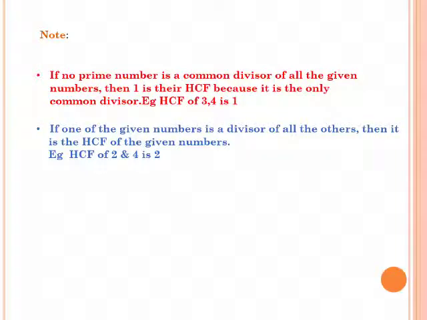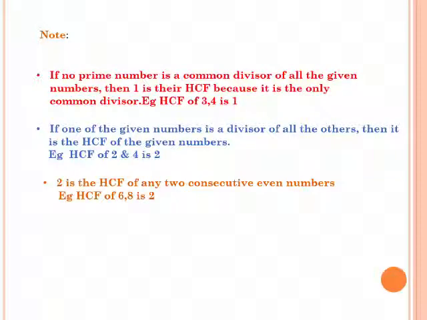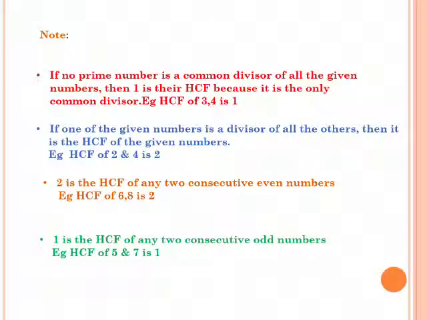That is 2. Always note 2 is the HCF of any two consecutive even numbers. For example, the HCF of 6, 8 is 2, or any other two consecutive even numbers, the HCF is always 2. And 1 is the HCF of any two consecutive odd numbers. For example, 5 and 7, the HCF is 1. That is, 1 is the HCF of any two consecutive odd numbers.